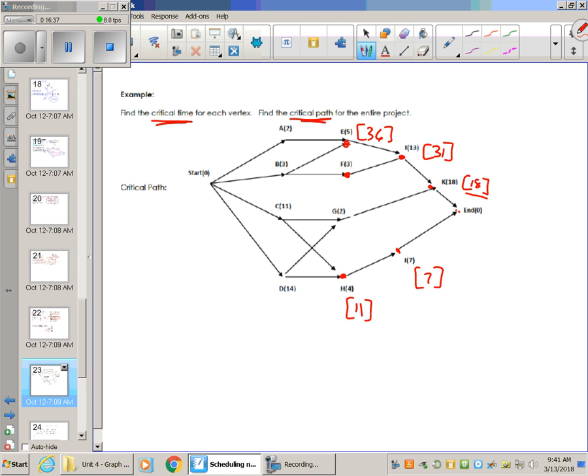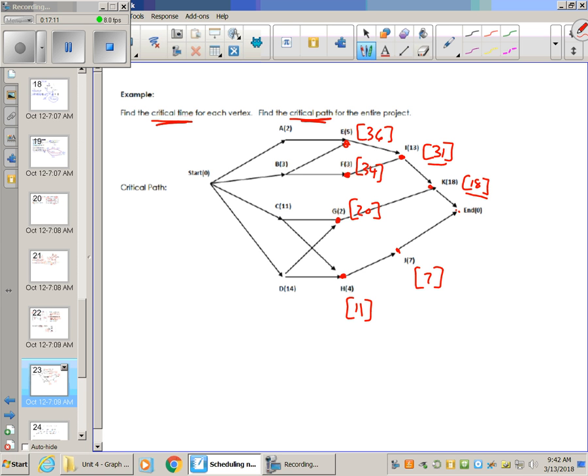Moving over to F. F is pointing to only one thing, and we got its critical time of 31. So you're going to do 3 and 31 is 34. That's its critical time. That means that from F, the longest amount of time it takes to get to the end is 34 minutes or 34 hours, whatever the time is. For G, 2 plus 18 is 20.